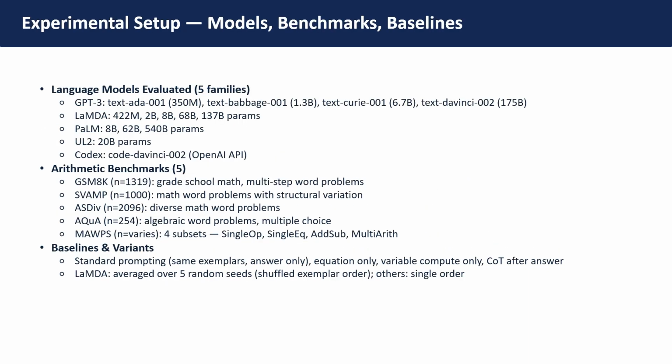To evaluate this idea, the authors test across multiple model families like GPT-3, LaMDA, and PaLM, and multiple sizes from millions to hundreds of billions. They also test on five arithmetic datasets like GSM8K, SVAMP, SDiv, and two others. They have also compared standard prompting versus chain of thought prompting and other variants. So this ensures that the results are not dataset specific or model specific. So the evaluation is quite comprehensive.